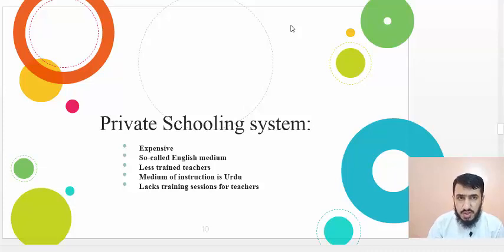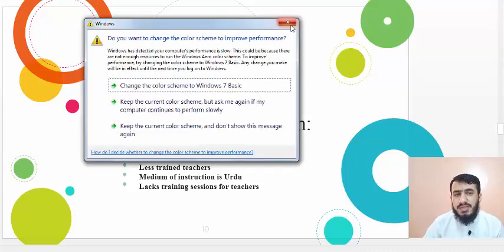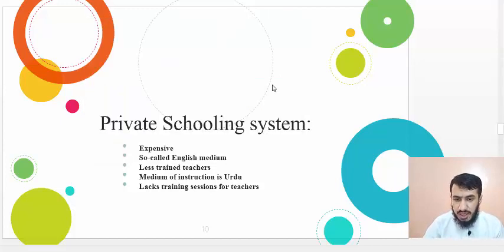So-called English medium, as I just said. They claim that they are English medium schools, but in reality they are not, because they use Urdu to English translation. This Urdu to English translation is actually not good for native speakers' English or for the real English. And less trained teachers. The teachers are comparatively better than the government school teachers, but they are still less trained. They do not have adequate training for teaching English.